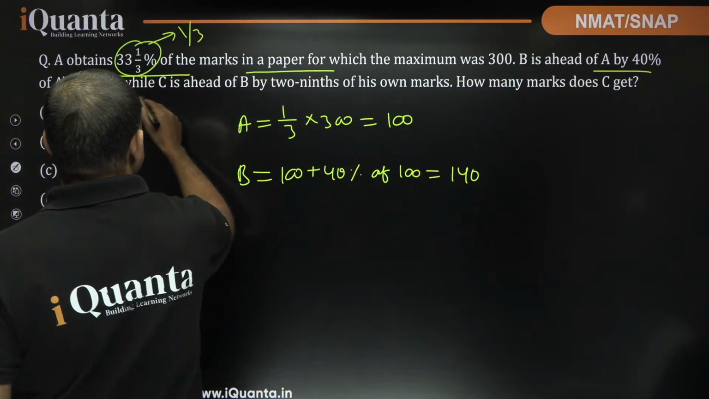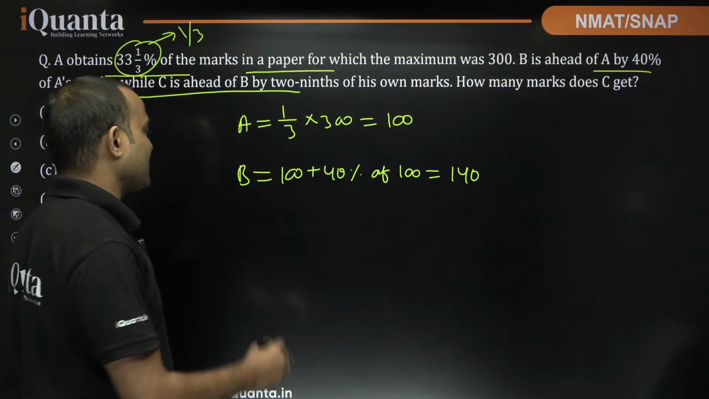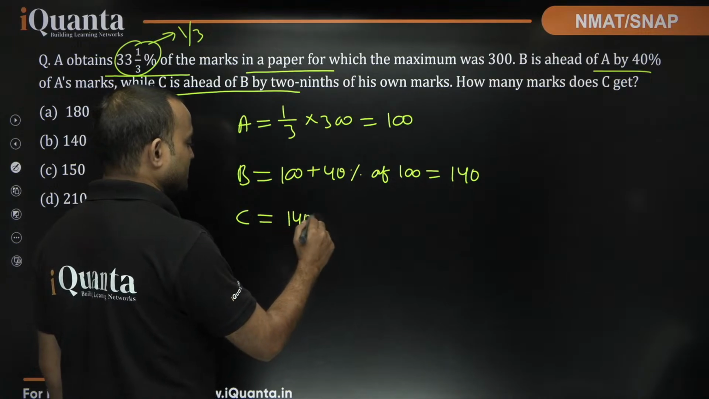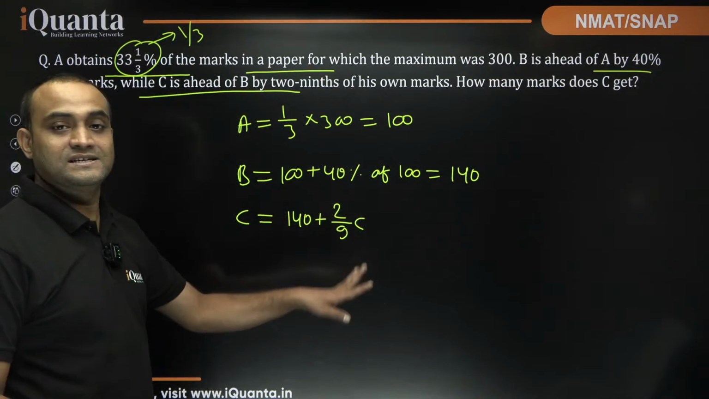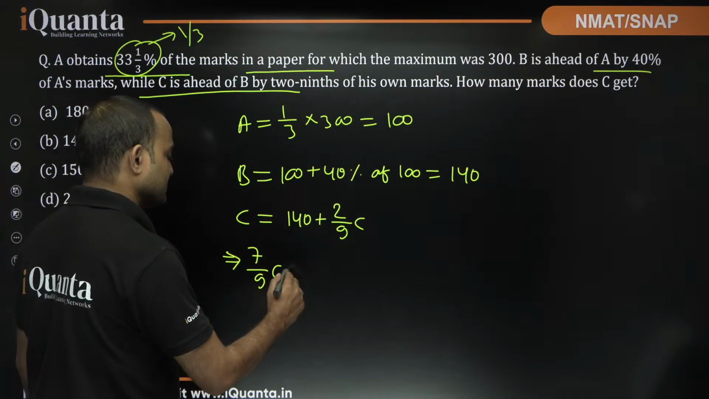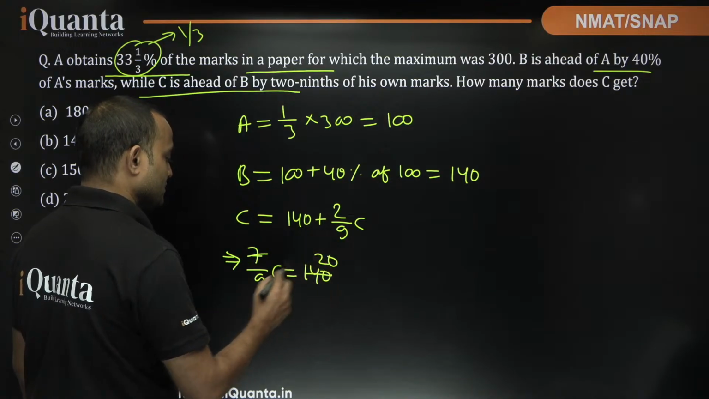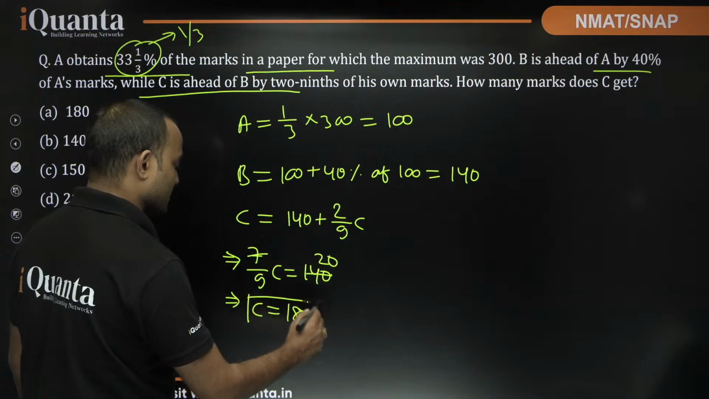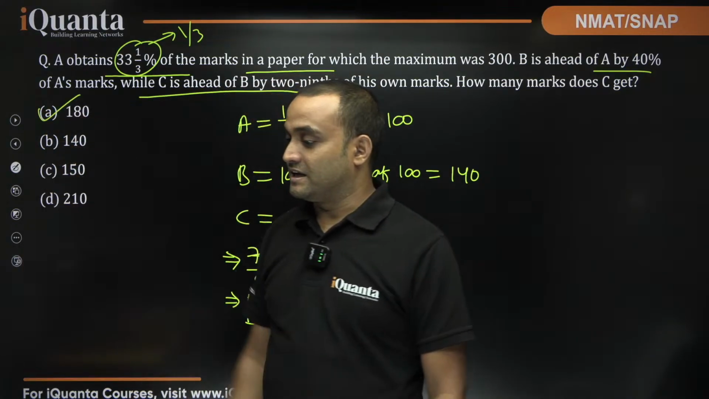While C is ahead of B by 2/9 of his own marks. What does that mean? C is equal to B, which is 140, plus 2/9 of his own marks. So 2/9 C. So from there we are getting 7 upon 9 C is equal to 140. 7 into 20 is 140, and C is what we are getting as 180. So the correct answer is option A, right?